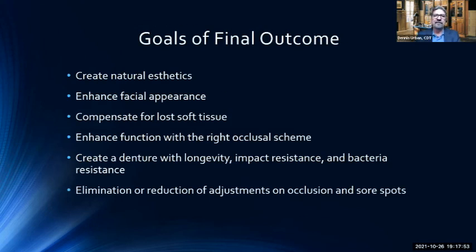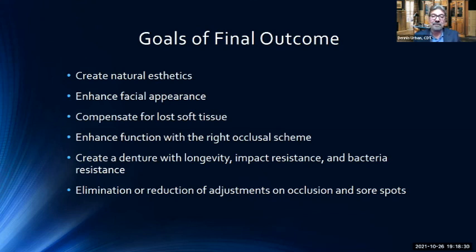So what about the goals for a final outcome? We want to create natural aesthetics, enhance facial appearance, compensate for the lost soft tissue, and enhance function with the right occlusal scheme. It could be centric occlusion, physiological centric occlusion, lingualized occlusion, whatever is comfortable for the patient and going to be beneficial for long-standing success of this denture. And create a denture, like I just said, with longevity, impact resistance, and bacteria resistance. A lot of times I ask doctors and attendees at my seminars, does everybody know the differences between denture teeth, or the differences between denture base materials in the market?